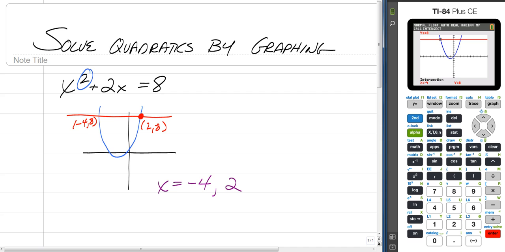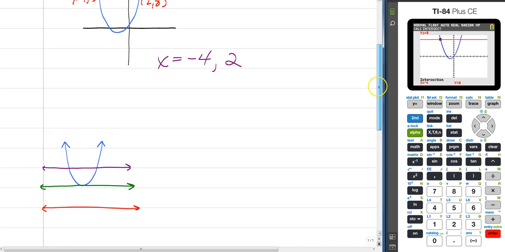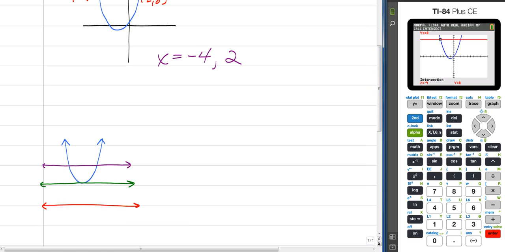Okay? So just want to recap something I just mentioned. You could have 2, 1, or 0. This is what the graphs would look like. If it intersects the graph twice, then you have 2 solutions.